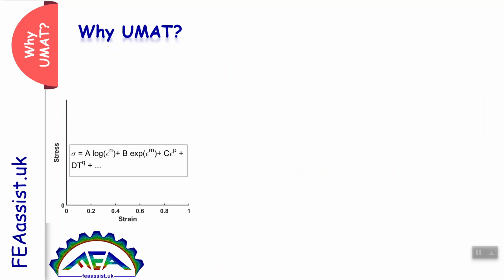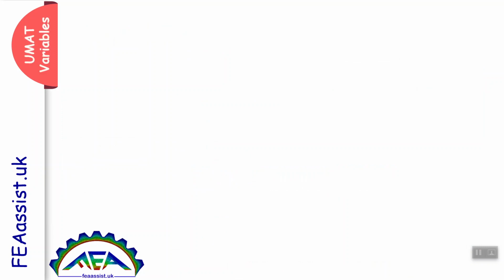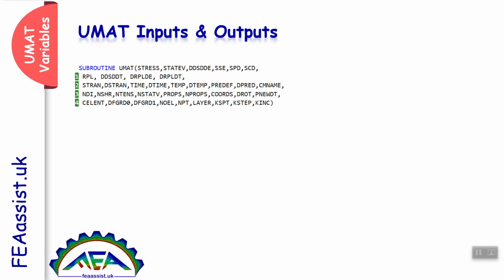This is the reason we need UMAT, because our equation is new. The next important thing about any subroutine, especially UMAT, is UMAT inputs and outputs. UMAT is a machine that accepts some inputs, processes the inputs, and exports them as outputs. UMAT has some variables: stress, strain, DDSDDE, and some of the variables you can see here.